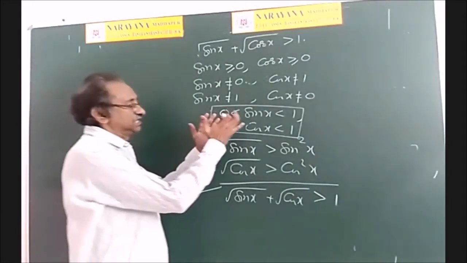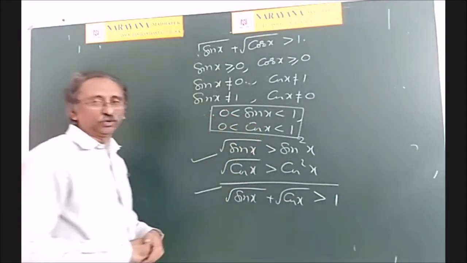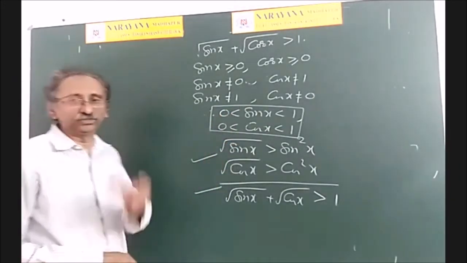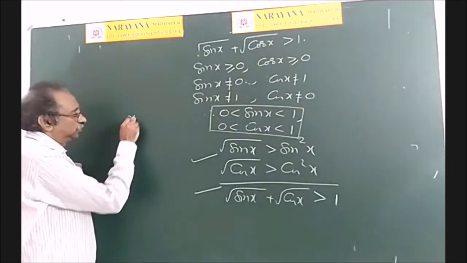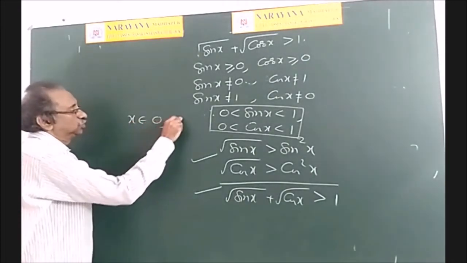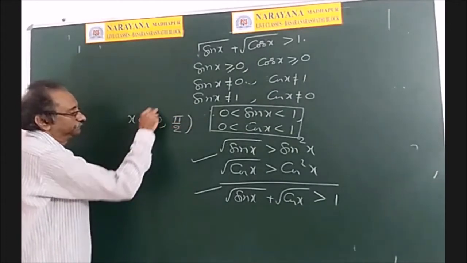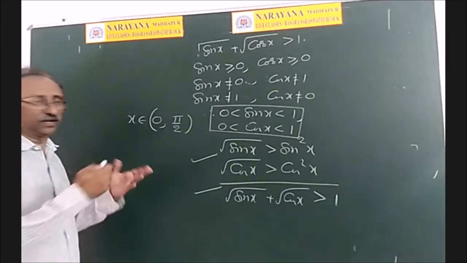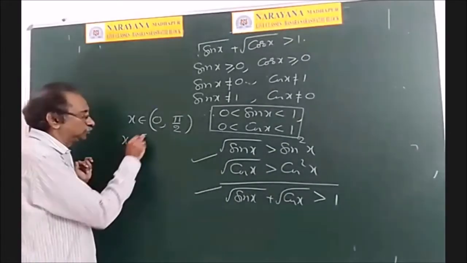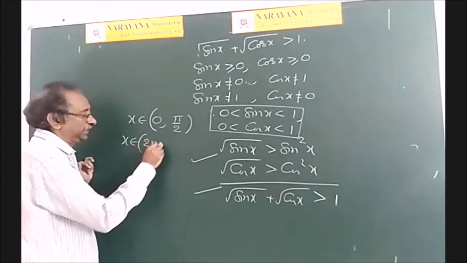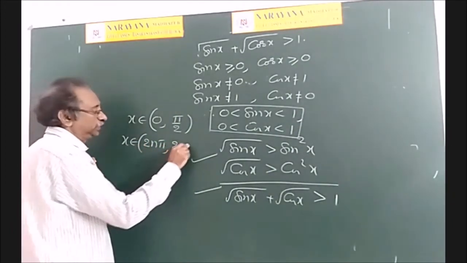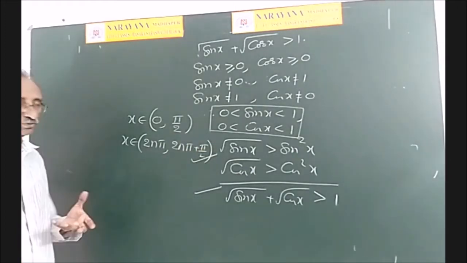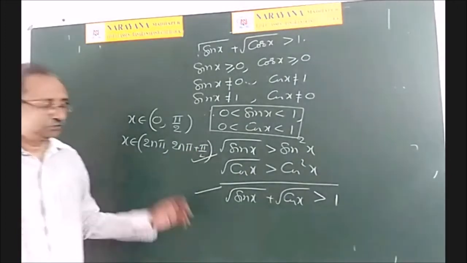Therefore, sin x and cos x values should lie in between 0 and 1. That means both are positive. So in which quadrant are both positive? In the first quadrant. Therefore, x belongs to 0, pi by 2. So he specifically asked 0, pi by 2. But the general result you want to write, you add 2n pi. So that is 2n pi, 2n pi plus pi by 2. Okay, now you have to see the options every time. Right?